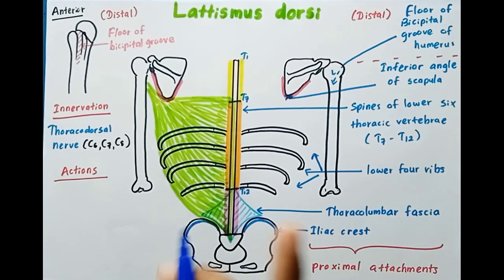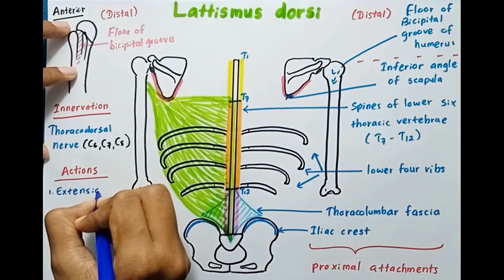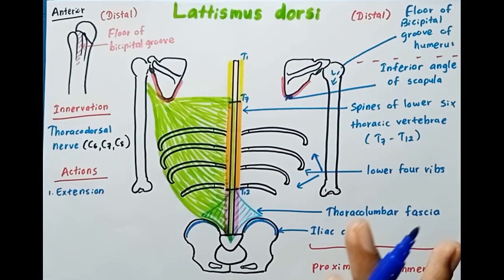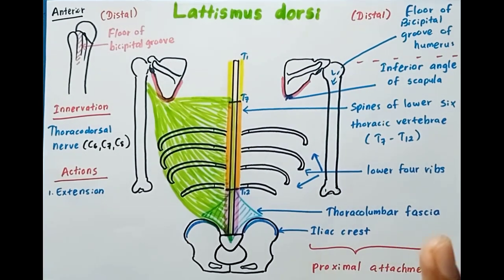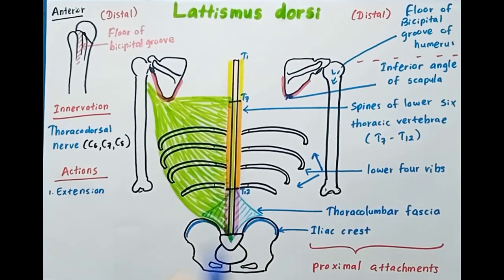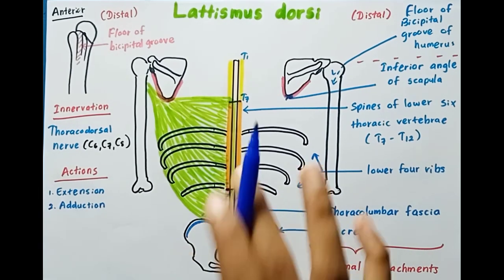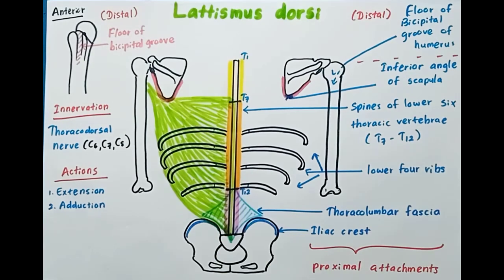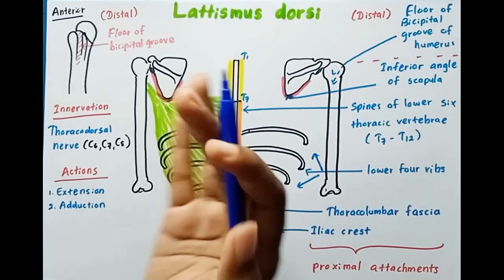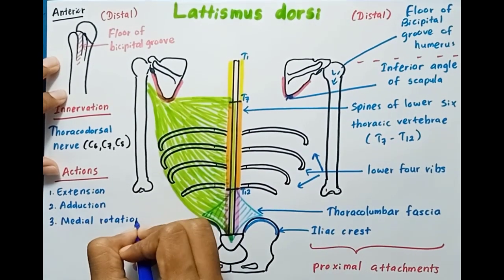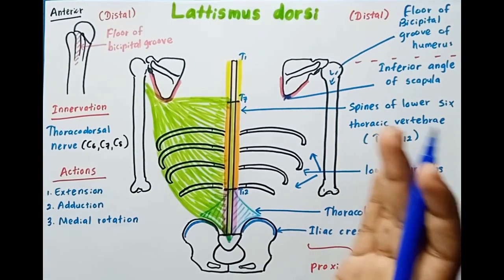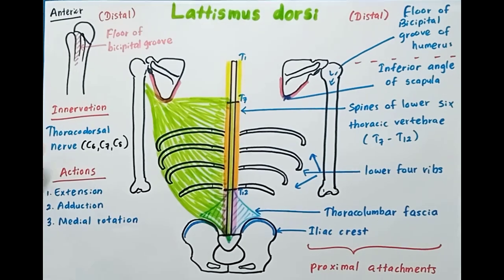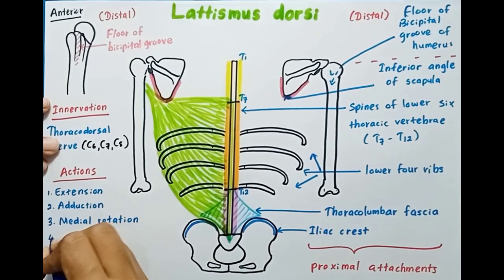So the first one is extension. Extension means this moves the arm backward. So the second one is adduction. Adduction means this brings the arm closer to the body's midline. So the third one is medial rotation. Medial rotation means rotates the arm inward. Fourth one is depression of the scapula.